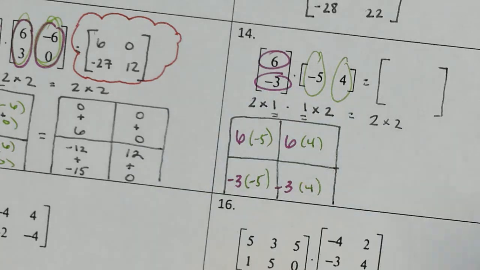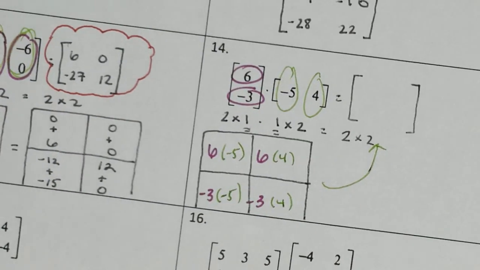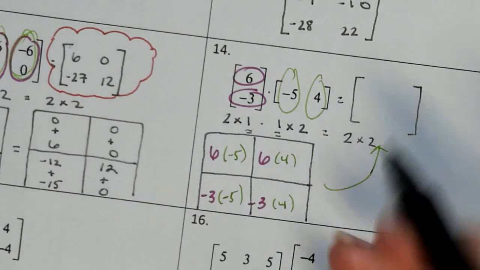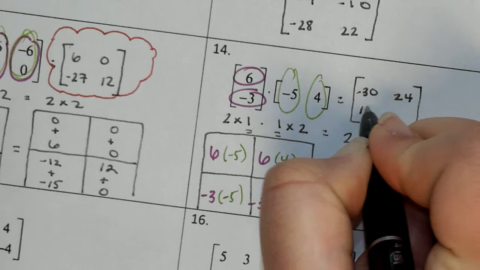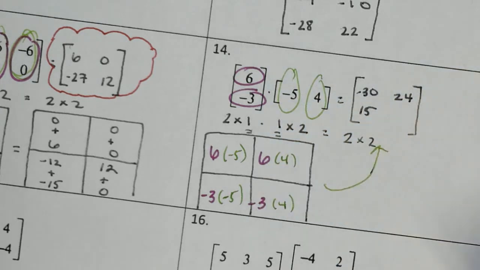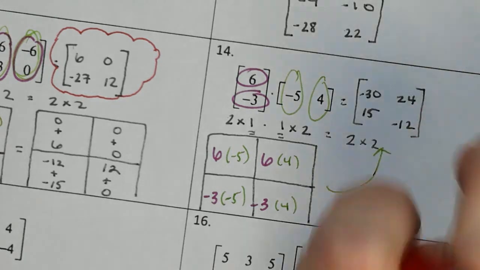I actually don't need a second workbox there because there's nothing to add. So I'm going to go right to my answer here. 6 times negative 5 is negative 30. 6 times 4 is 24. Negative 3 times negative 5 is a positive 15. Negative 3 times 4 is a negative 12. And that should be your final answer on that one.